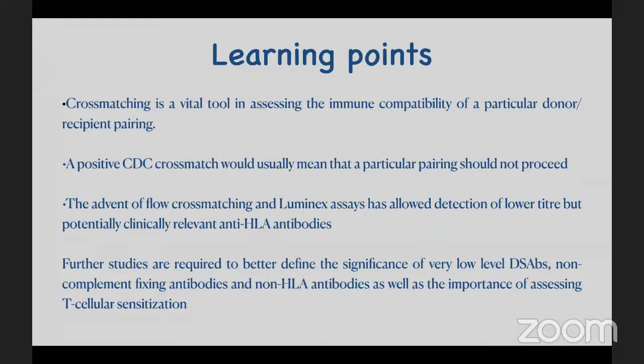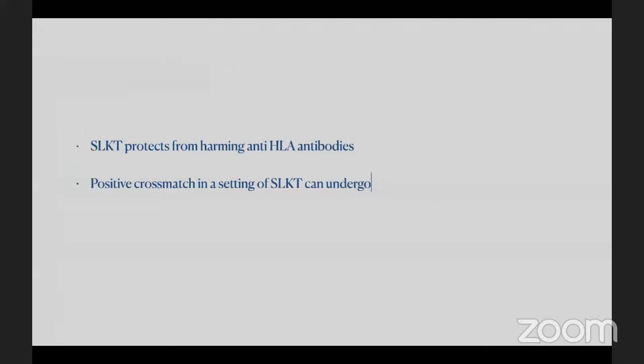The advent of flow cross-matching and Luminex assays has allowed detection of lower levels of titers, because of which we can desensitize patients. Further studies are required to better define the significance of very low level DSAs, non-complement fixing antibodies, non-HLA antibodies, as well as the importance of assessing T cell sensitization. SLKT protects from harmful HLA antibodies, and for those patients who are very highly sensitized and want to go for a transplant, an auxiliary liver can do the trick.